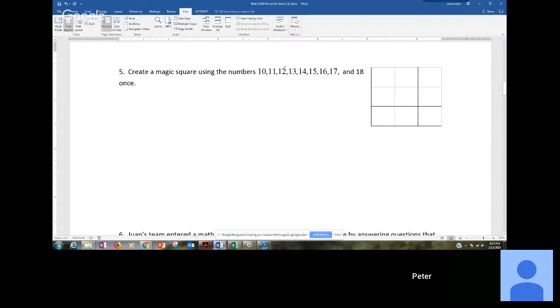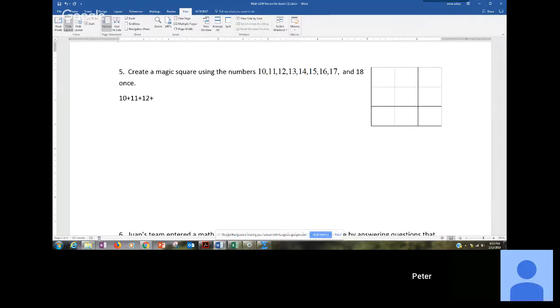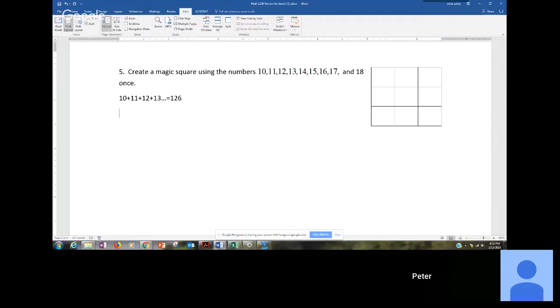So the idea is you want to add up all the numbers and then figure out what the magic sum is supposed to be. I would take out a calculator and do that real quick. 10 plus 11 plus 12 plus 13, 15, 16, 17, and 18. Okay, so I got that if you add them all up, you get 126. And then do you know what we do with that number?